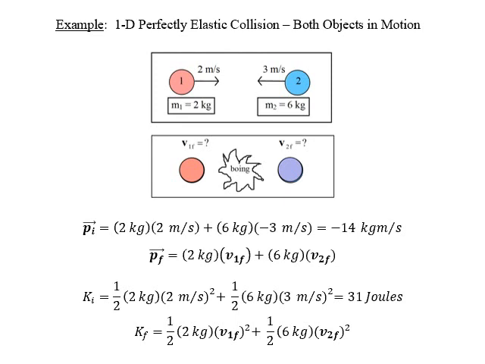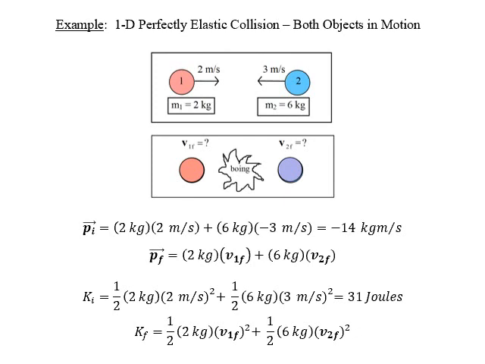Let me give you an example of this. Let's suppose we want to work on this one-dimensional, perfectly elastic collision where both objects are in motion. We haven't done one of these yet, I don't believe. We're going to deal with a situation where this ball here is 2 kilograms moving to the right at 2 meters per second, and it's going to collide perfectly elastically with a 6 kilogram ball moving to the left at 3 meters per second. So we have a red ball and a blue ball heading towards each other at different speeds with different masses. They are going to have a direct, one-dimensional, perfectly elastic head-on collision.